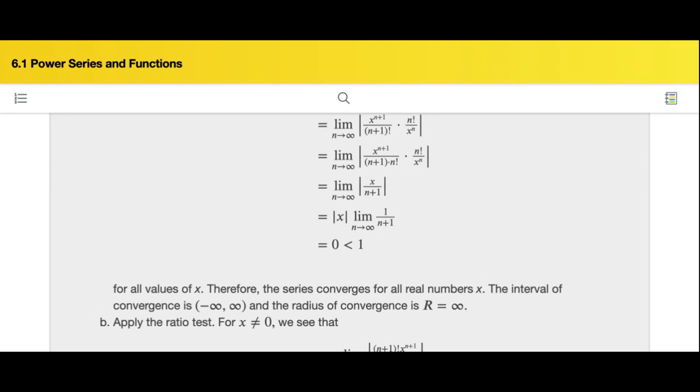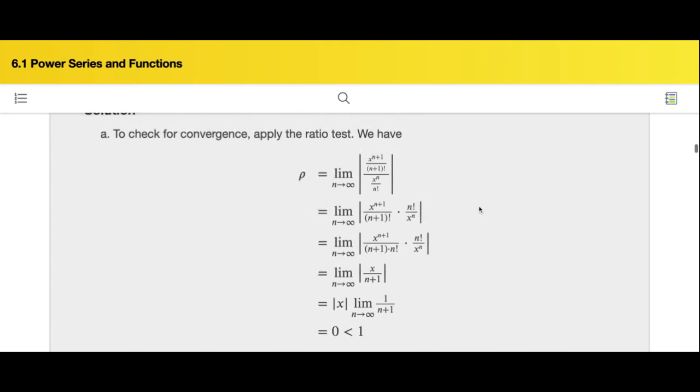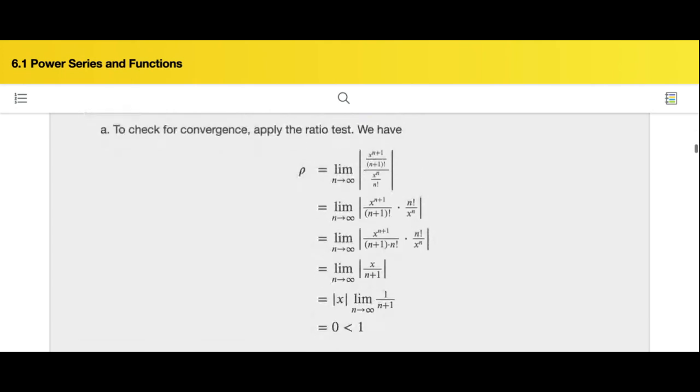Remember before, when we use the ratio test, here we use the ratio test for power series. So when the ratio equals 0, that means the series converges for all real numbers, and the radius of convergence is infinity. Anyone has any questions? So just new terms, right? Just new terms.